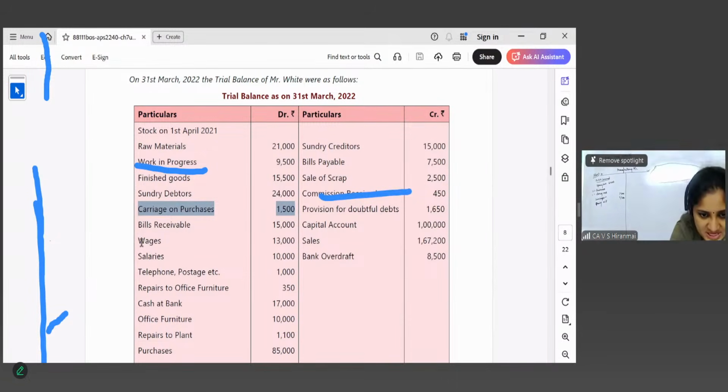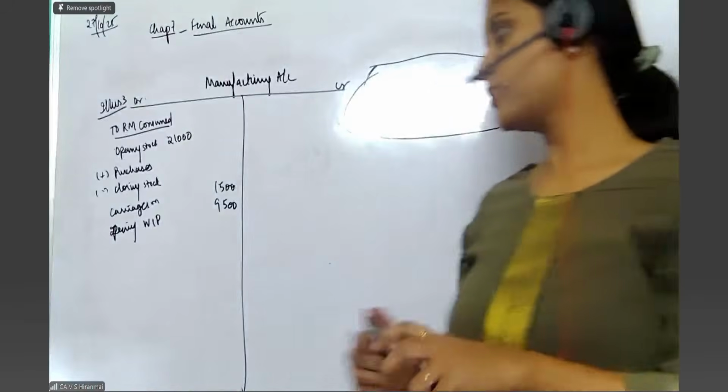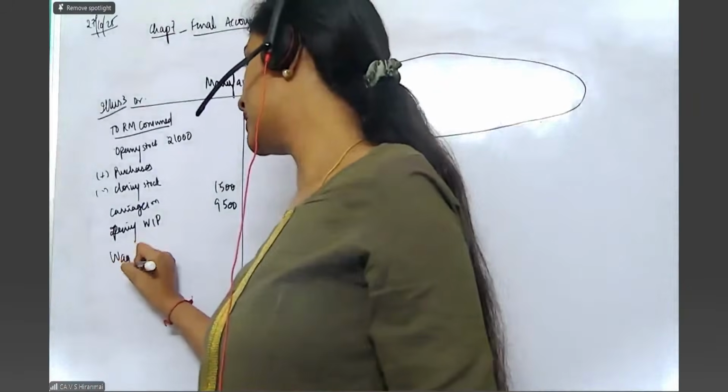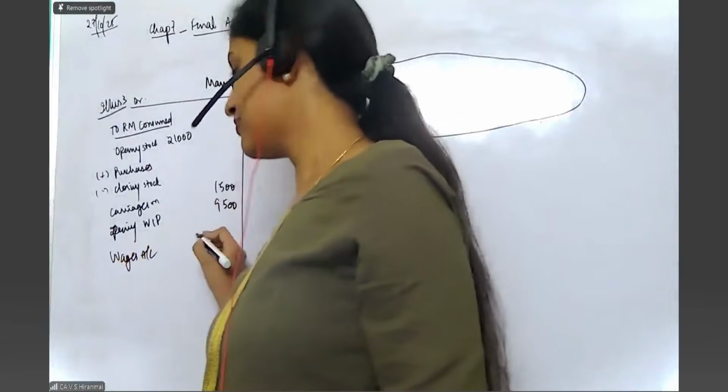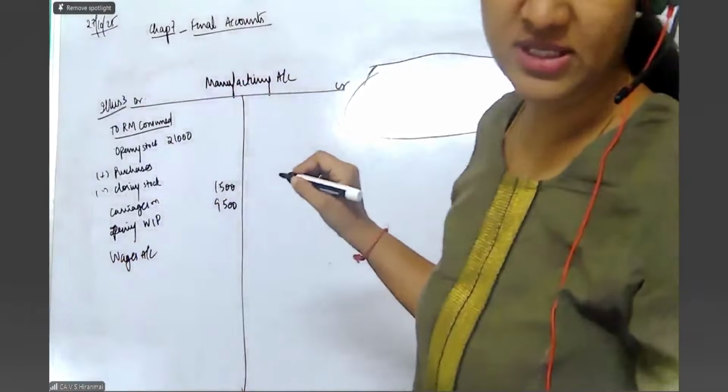Now all of you please see here. Yes, wages is there. Salaries is there. Earlier wages, earlier purchases, carriage on purchases, you took in the trading account. But now since you are preparing the manufacturing account and wages are related to the factory workers, these wages will now go into the manufacturing account. How much are the wages?